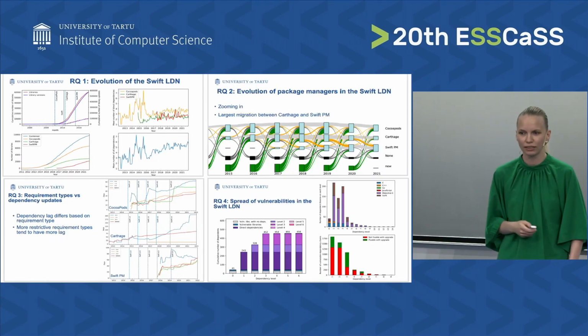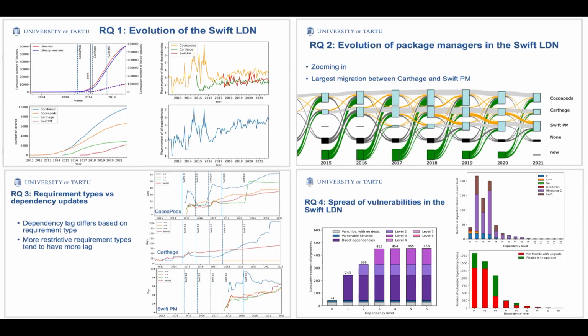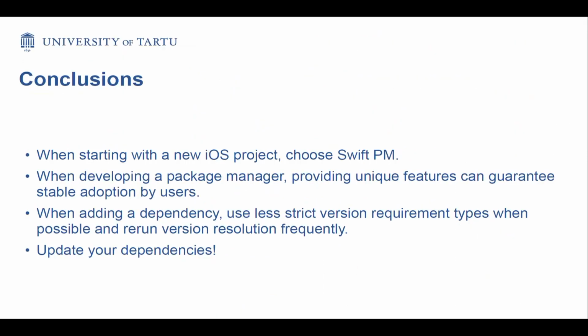To conclude, I first looked into the evolution of the library dependency network. Then I looked into the evolution of the package managers in the network. I looked into how requirement types affected the dependency updates. And lastly, how vulnerabilities spread in the library dependency network.